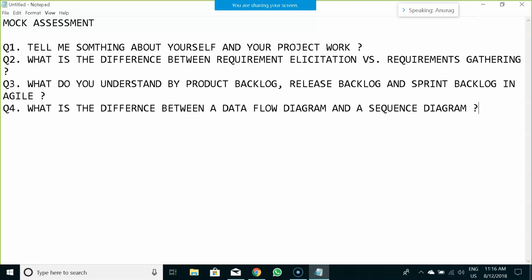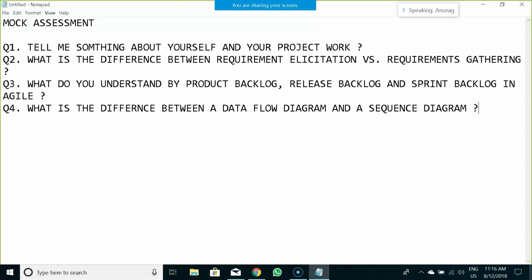So, a data flow diagram represents the flow of data between the components of a system. A sequence diagram also represents the same, but in a sequential manner. I think that's the main difference between them.